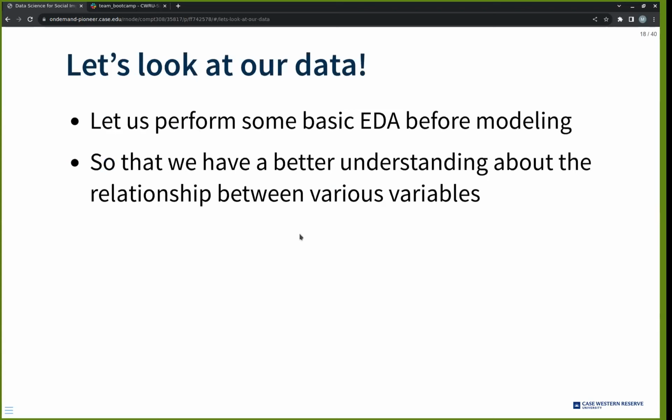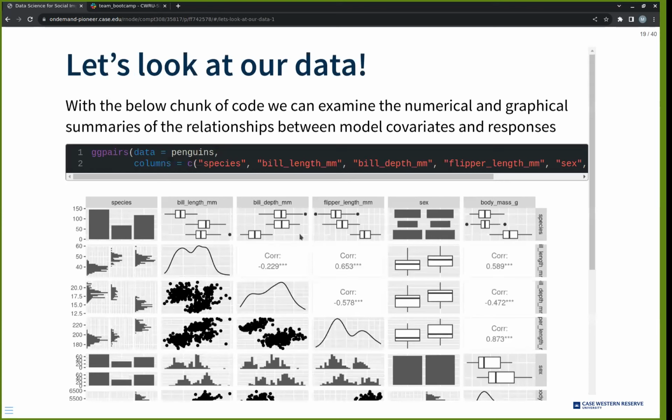Okay, so now that we have done some basic loading in, let's do some EDA to check the relationships between the various variables. Okay, so this is a function. With the below chunk of code, we can examine a summary of the relationship between various model variates and responses. So you use the ggpairs function. It asks for the data, and then it asks for the columns that you want to see a relationship between. So we give it the 6 columns that are actually numbers and integers. We don't give it the columns that are not important to us.